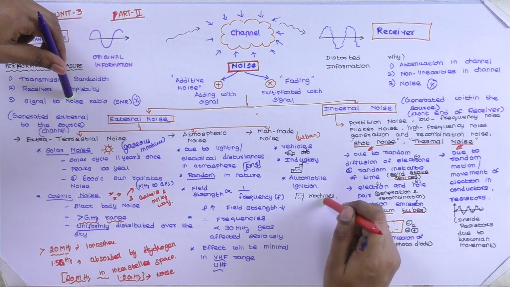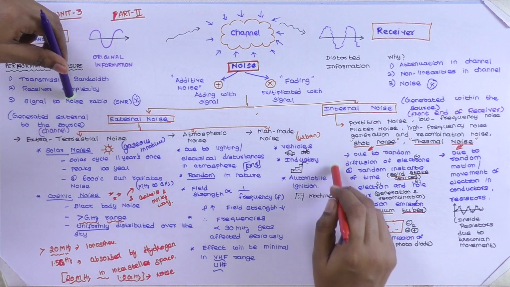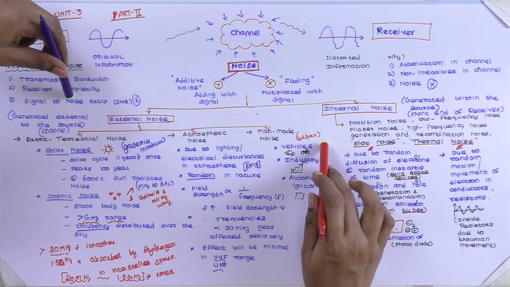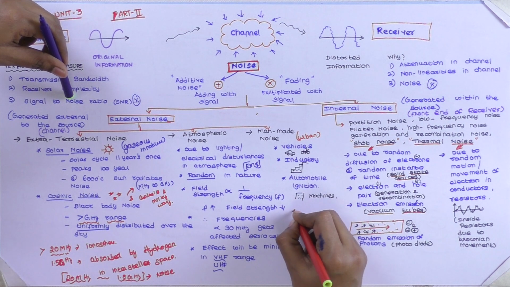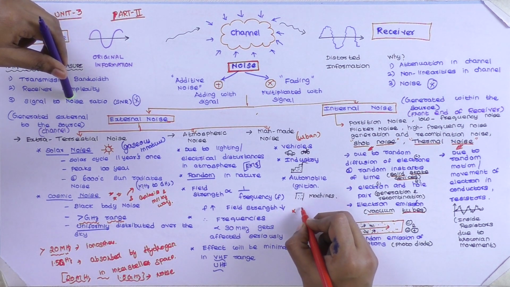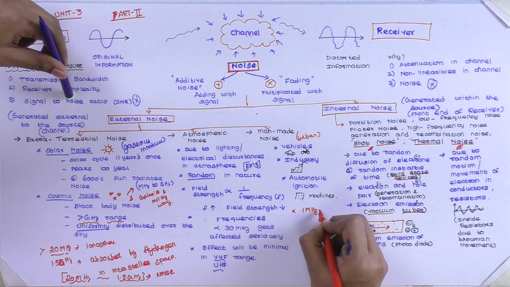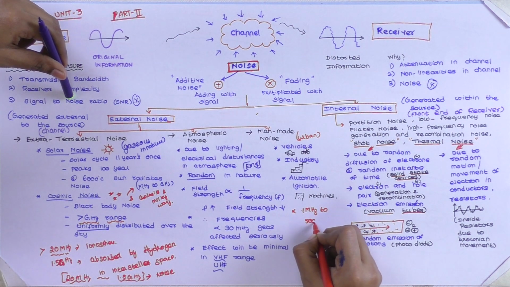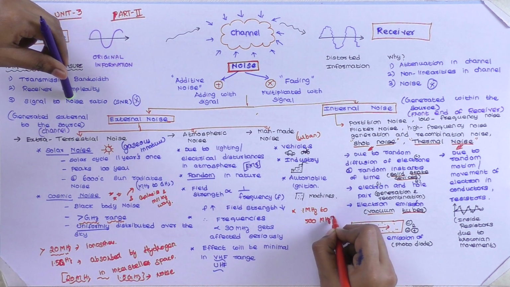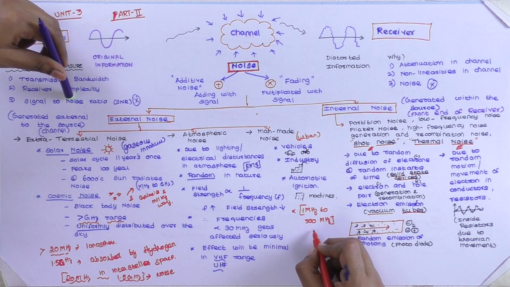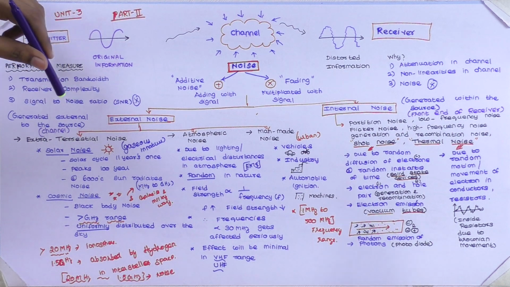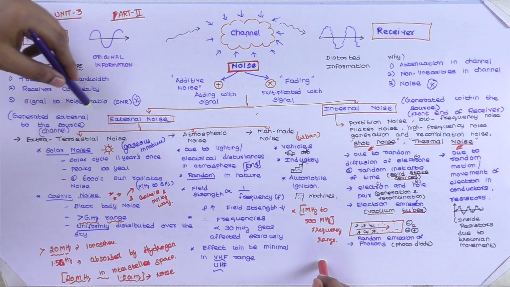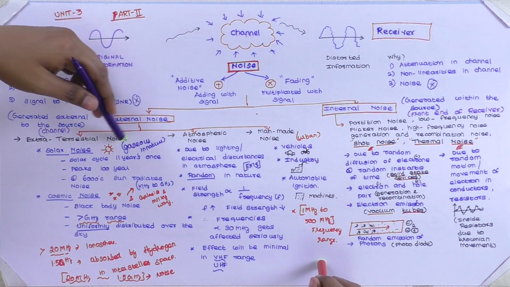and the smoke from the machines. Everything will be predominantly present in the urban areas, and this type of noise mainly affects the frequency range from 1 megahertz to 500 megahertz. So these are all the three important classifications under the external noise.